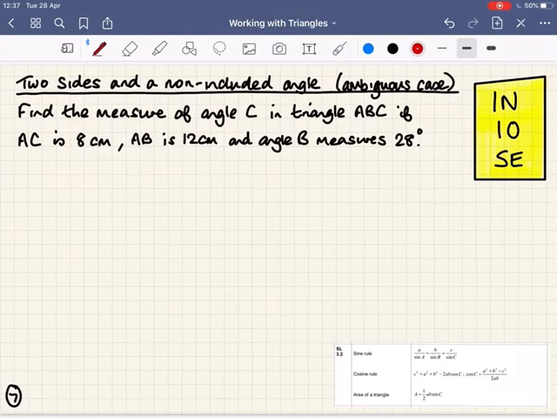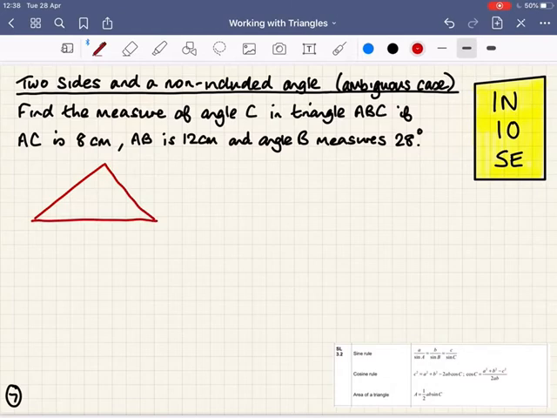This time we're not given a drawing, which tells us that we need to be very careful because we don't know what our resulting triangle is supposed to look like. So find the measure of angle C in a triangle ABC. So I'm going to just sketch this. Triangle ABC, doesn't matter if it's not to scale or accurate.